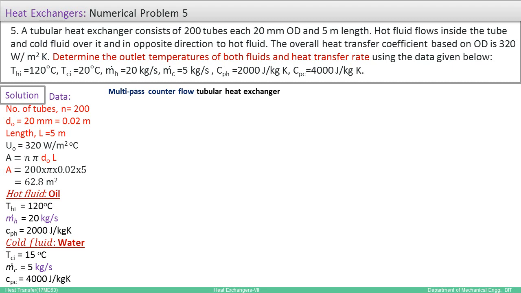And this problem is tried out in effectiveness method, since nothing is mentioned about the method to be used in this case, and we have to find out the exit temperatures of both fluids. It is convenient to use the effectiveness NTU method to find this out.